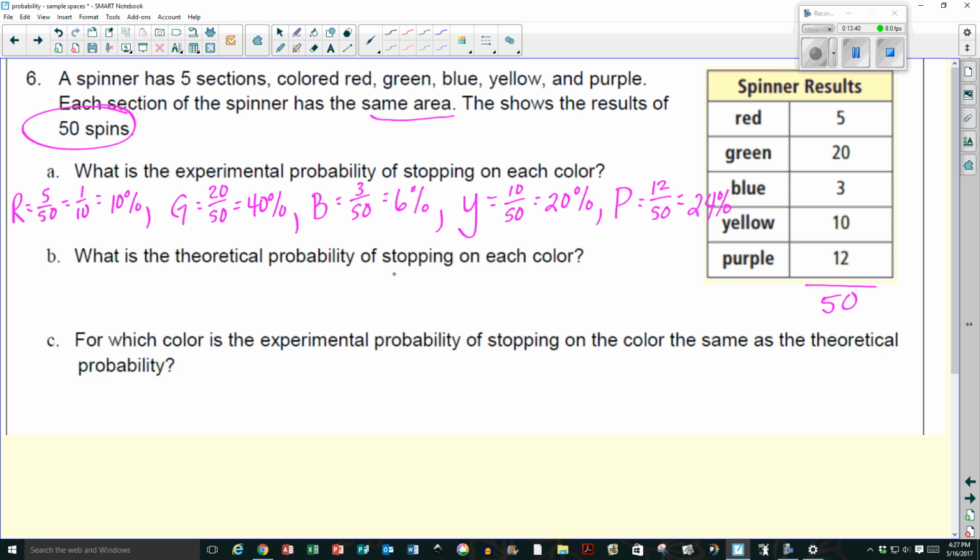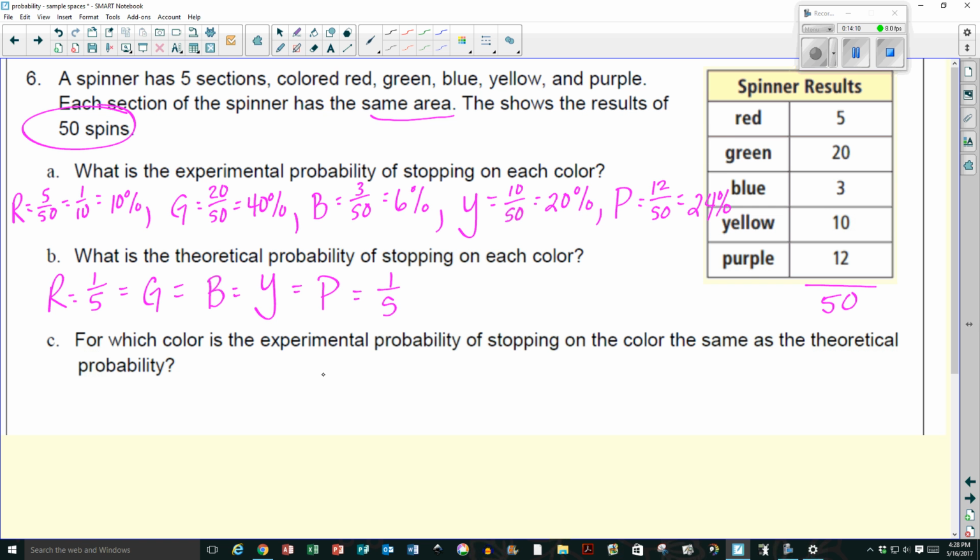What is the theoretical probability of stopping on each color? So in theory, if I spin it, it could land on red 1 out of 5 times. If I spin it once, I have a 1 in 5 chance. Well, that is also the same for green, blue, yellow, and purple. They all have the same probability of 1 out of 5 times because there's 1 of each color.